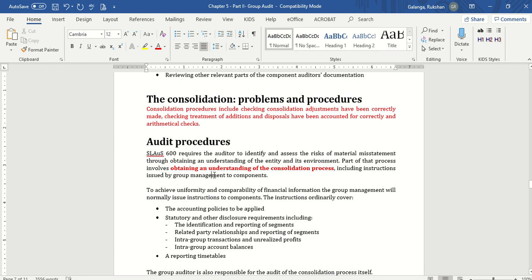Right? You want to look at those things as well. To achieve uniformity and comparability of the financial information, the group management will normally issue instructions to the components.